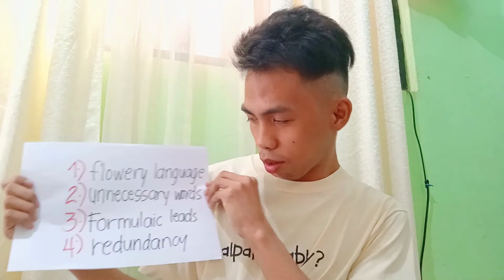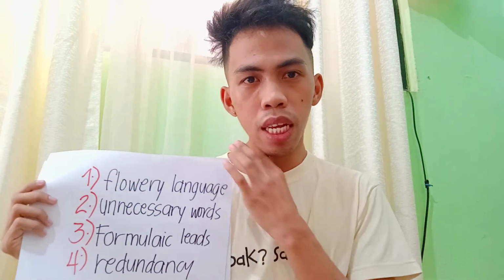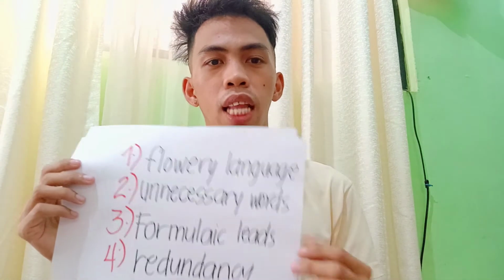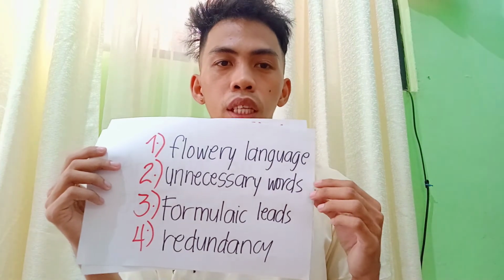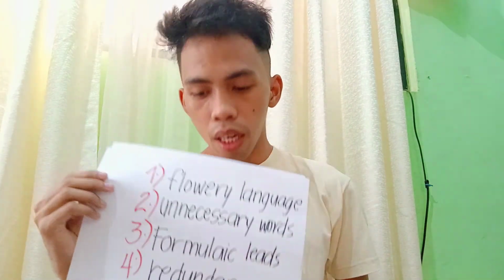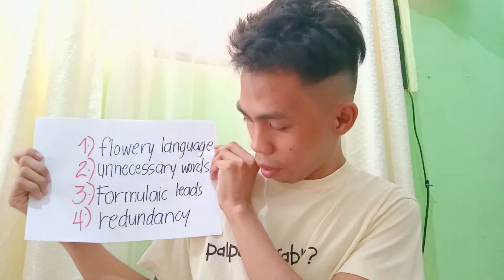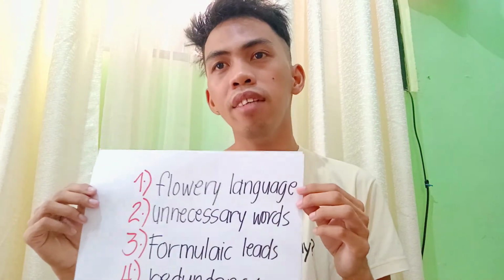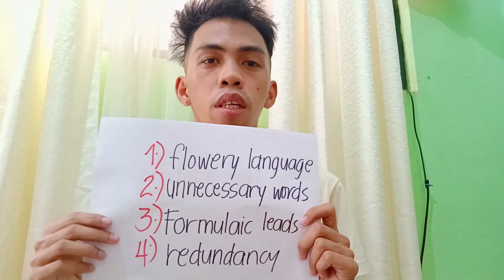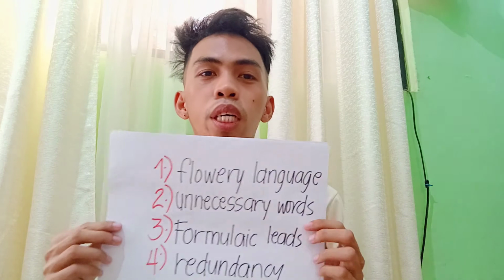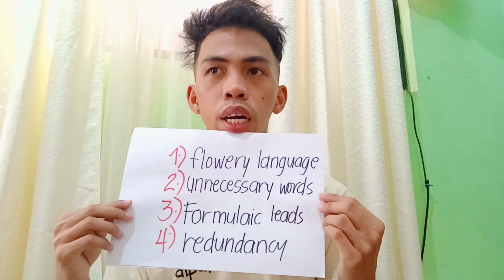Formulaic leads should also be avoided, because a lot of news writing is done on deadline, and readers want information but they also want to be entertained. The fourth one would be redundancy. Be careful with the words that we are going to use. In writing leads, we should avoid redundancy, the repetition of words and repetition of sentences. We should be more cautious in writing.